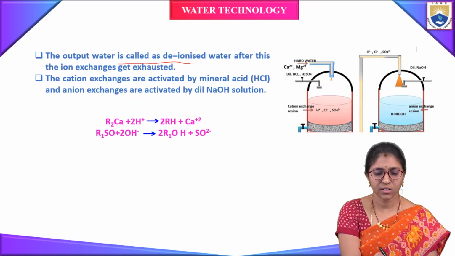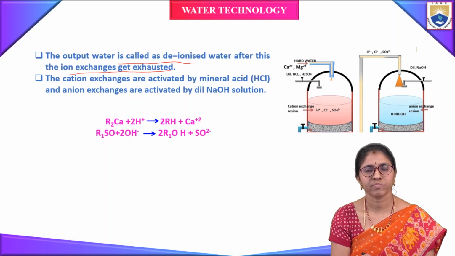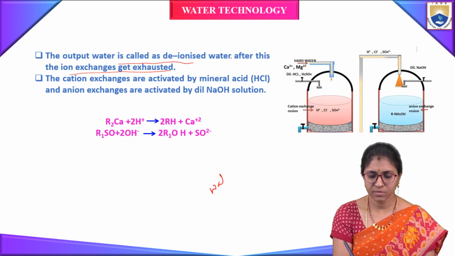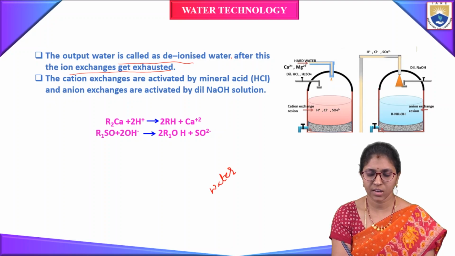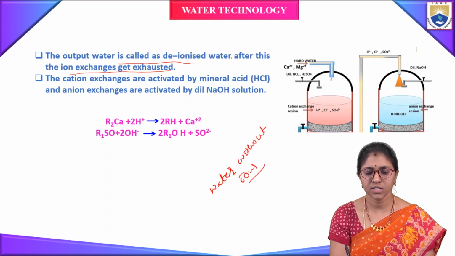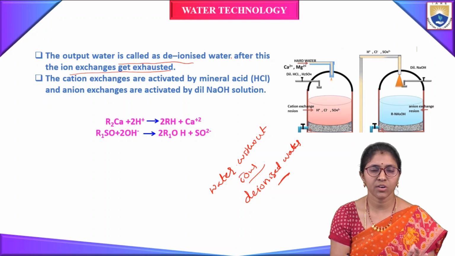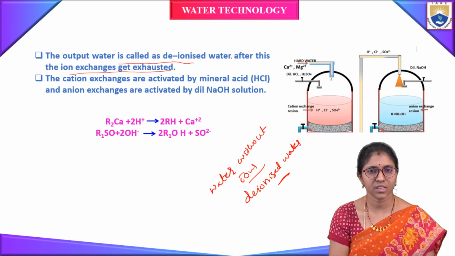After this, the ion exchangers get exhausted. So after the ion exchange process, we are getting water without ions. This water is called deionized water. After this ion exchange process, the ion exchange resins get exhausted.